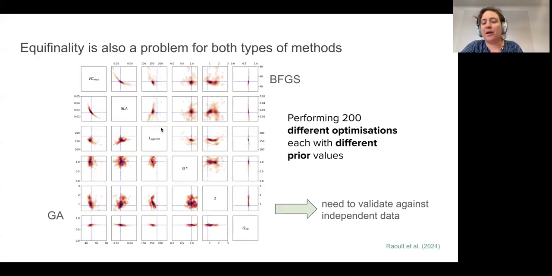But the main thing with equifinality is that we always need to have independent data to validate against. So we can't just do our calibration; we always need to make sure that we then test it against other data sets to make sure that we get the best value possible.